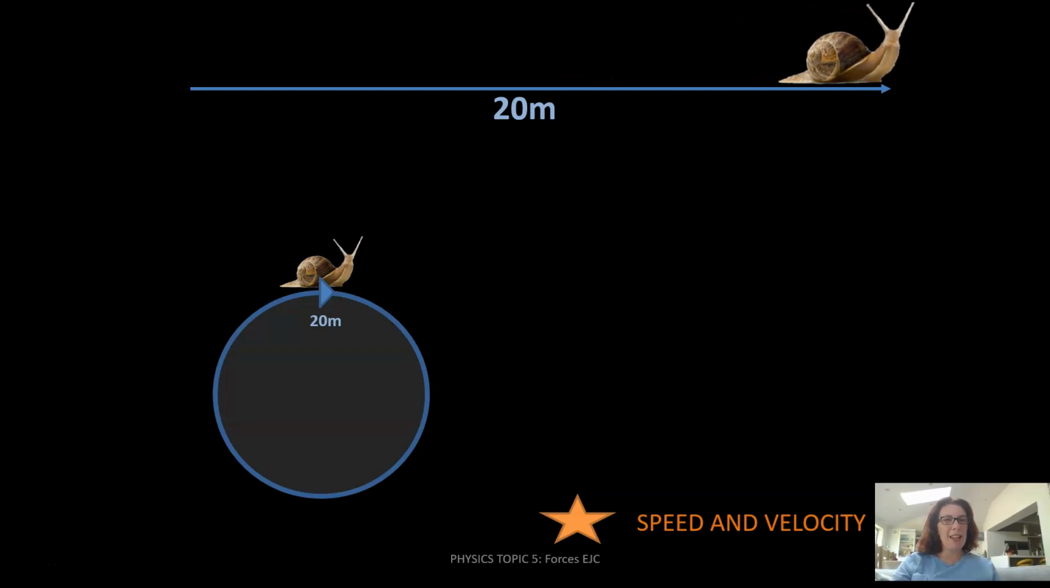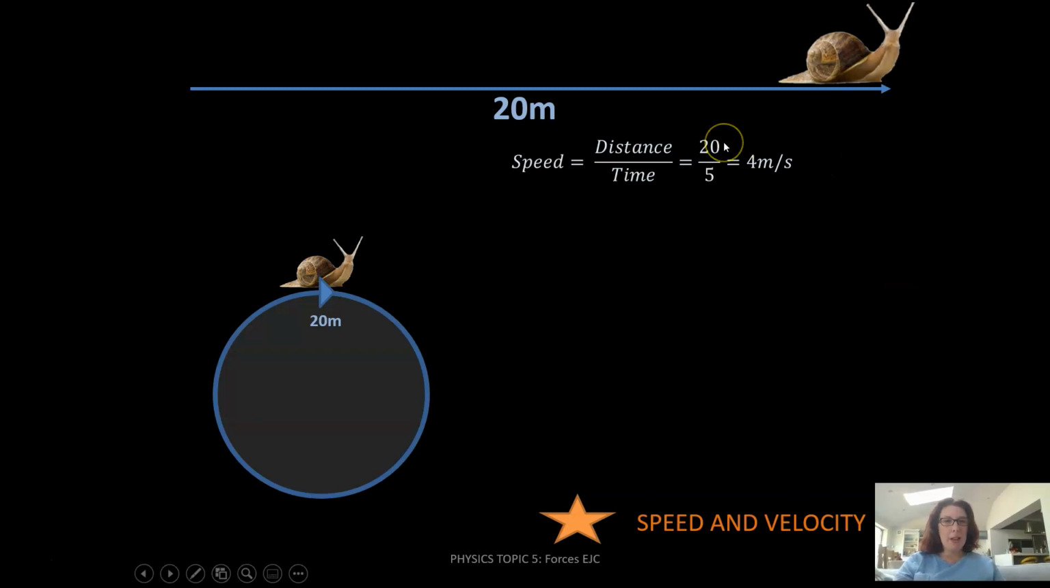Now if I wanted to calculate the speed of that, we know from previous work at Key Stage 3 that speed is distance divided by time. So the snail travelled 20 metres, and I know the time because I set up the animation, was 5 seconds. So I know that 20 divided by 5 gives me 4. So that snail would have to be travelling at 4 metres per second. Quite a speedy snail. So speed is just a number, 4 metres per second.